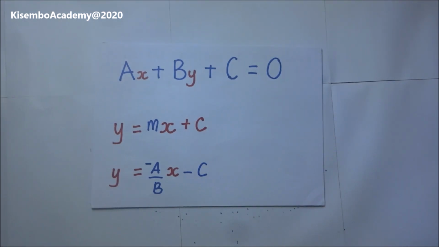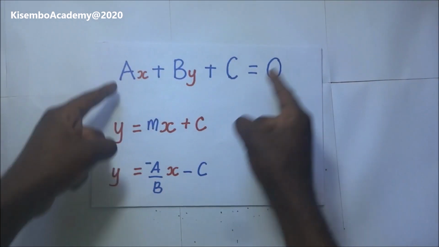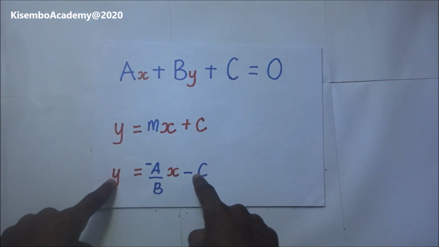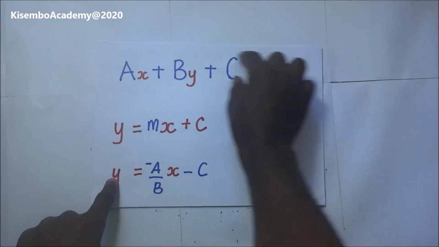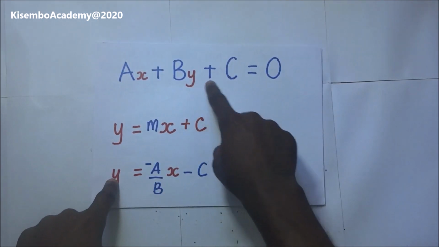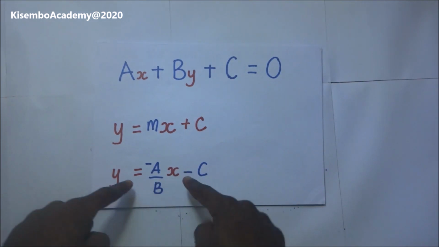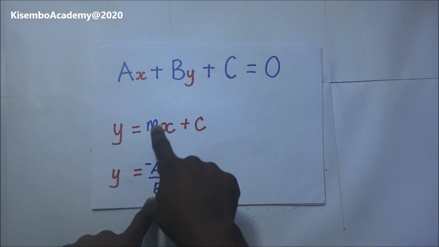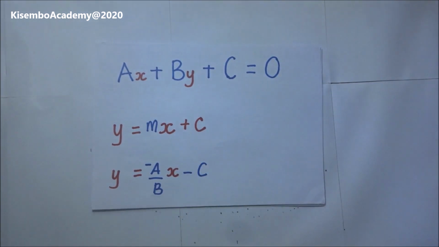So definitely, if you look at our write-up here, this is one form of expressing the linear function. And of course, this comes after making y the subject of the formula in this expression. When you make y the subject of the formula, we end up with this expression, and if you look at it closely, it's exactly in this form, where negative a over b is the m, and negative c is right there, the y-intercept.